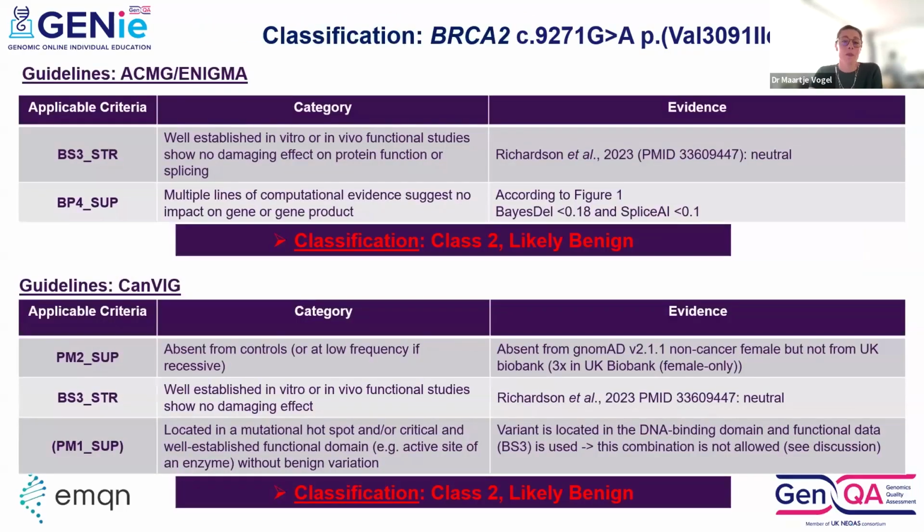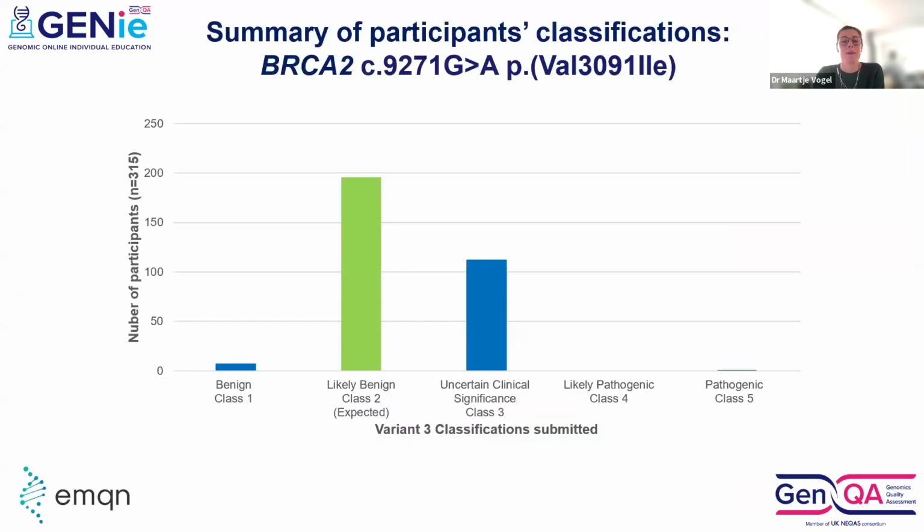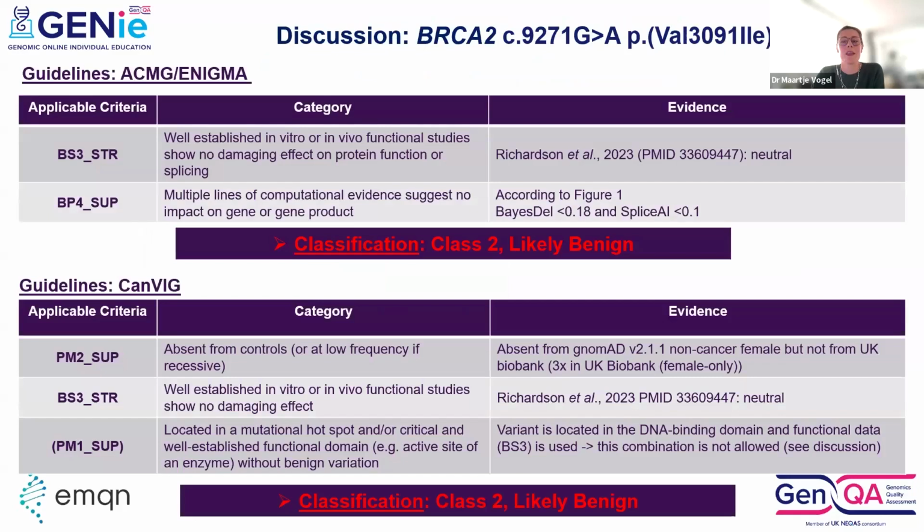So using both the ENIGMA guideline and the CAMFIC guideline, you can come to class 2 for this variant. Next slide, please. Most participants classified this variant as class 2, which is the expected classification, and also quite some variants came to class 3. Next slide, please. So here's the evidence that we used to get to our classifications.